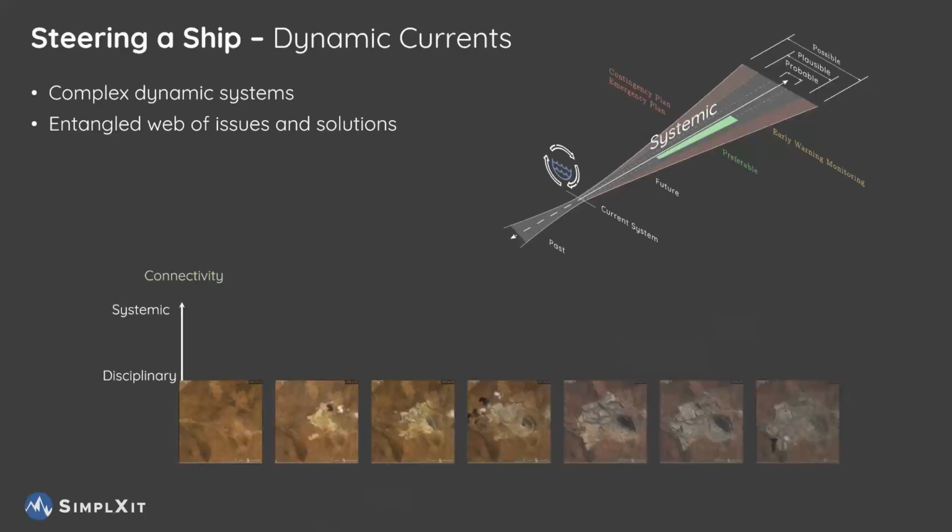I like to use the analogy of steering a ship, and the fact that those systems are highly dynamic, a bit like a river. Here, in a very schematic way, we're looking at just the future of one potential variable, but in reality you've got multiple variables and multiple objectives, and those might be conflicting as well. Ultimately, you've got complex systems that are entangled with each other, a web of issues and solutions. So it's not just that to one problem you have one solution.